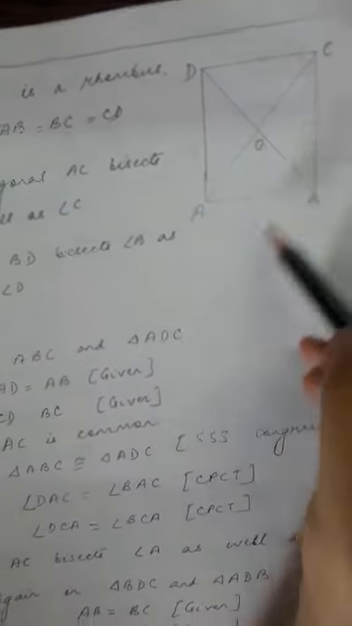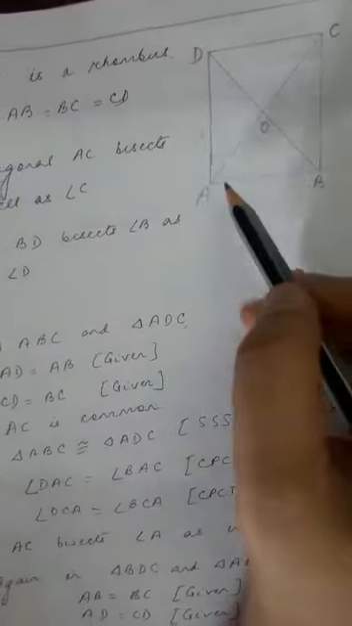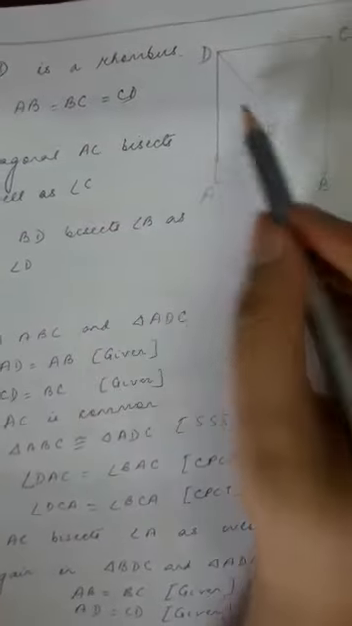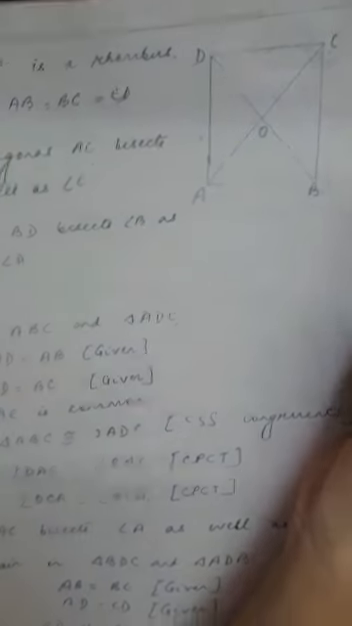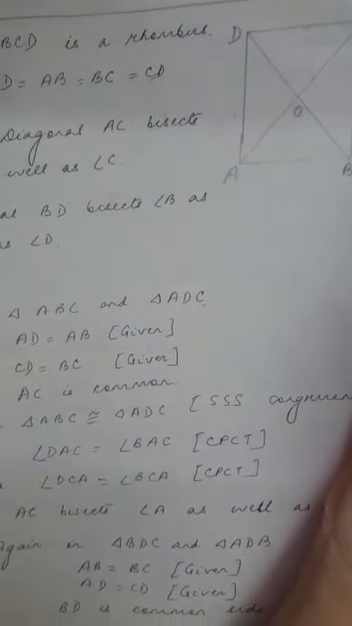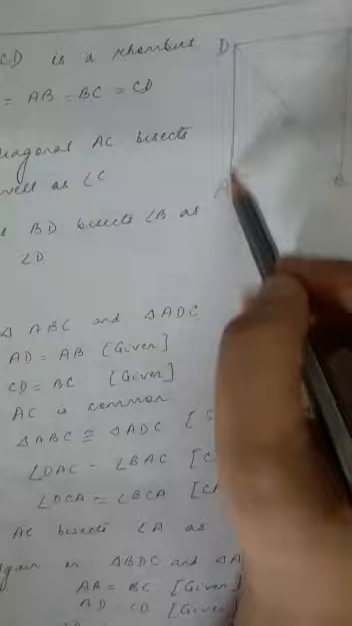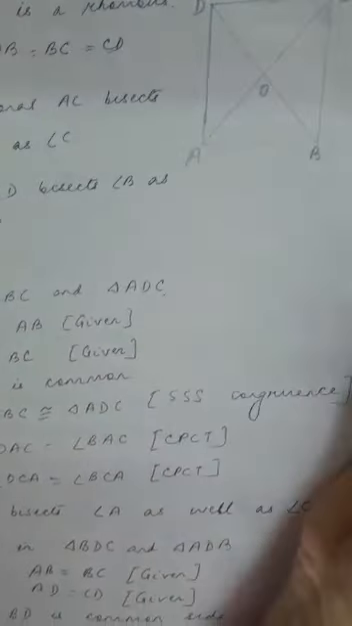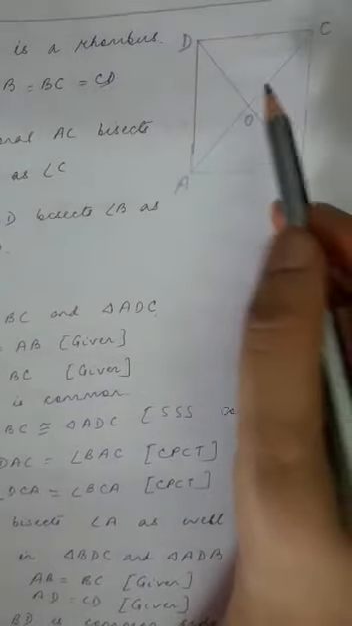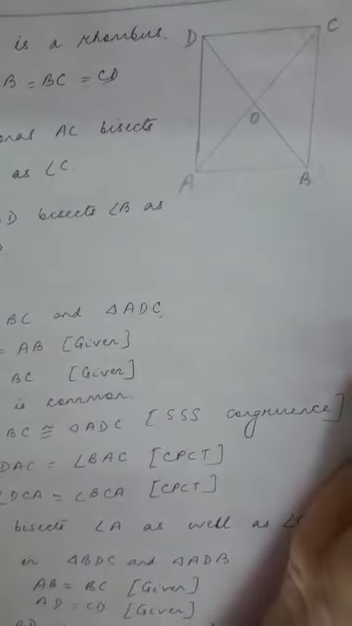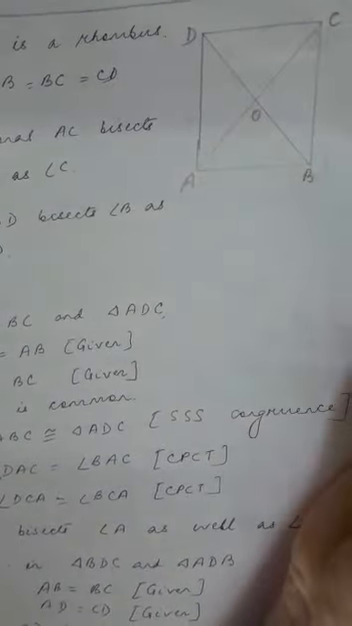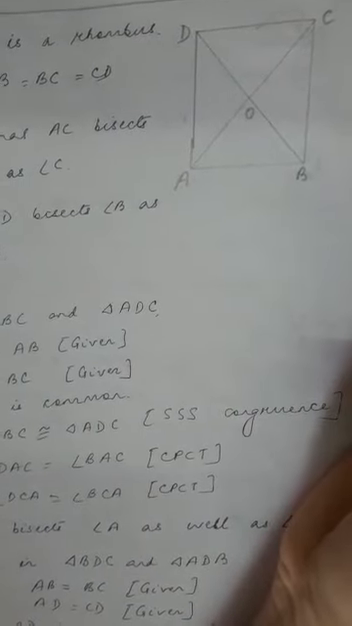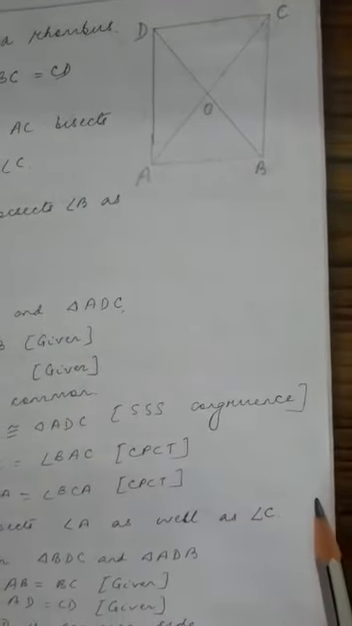Here it is given that ABCD is a rhombus. We need to prove the diagonal AC bisects angle A as well as angle C, and diagonal BD bisects angle B as well as angle D. Now to show the first one, let us consider the two triangles ABC and ADC. In these two triangles, AD is equal to AB, it is given. Next, CD is equal to BC, this is also given, and AC is common between the two triangles. Therefore, these two triangles are congruent by SSS congruency.